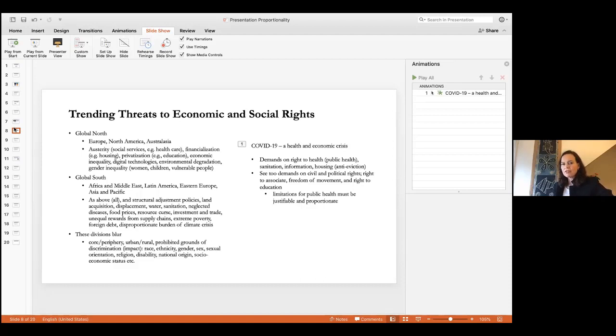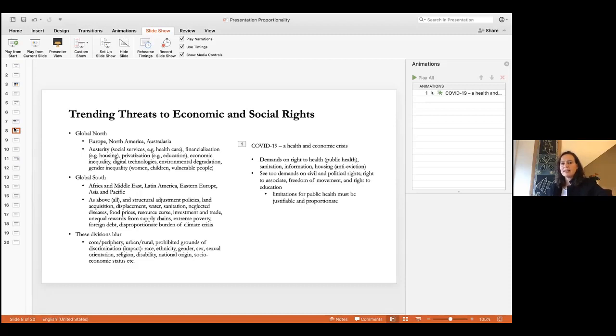As far as COVID-19 goes, as I mentioned, this is a health crisis and it's also an economic crisis. And so there are demands that have been put on the right to health, and the incapacity of public health policies to appropriately give respect to the right to health, the demands on the right to sanitation, to information, and also a significant demand on housing in some places.